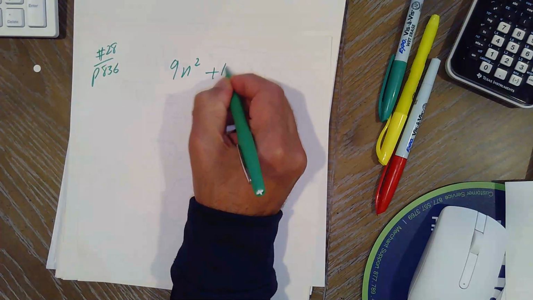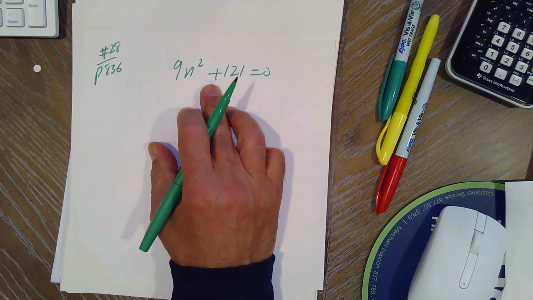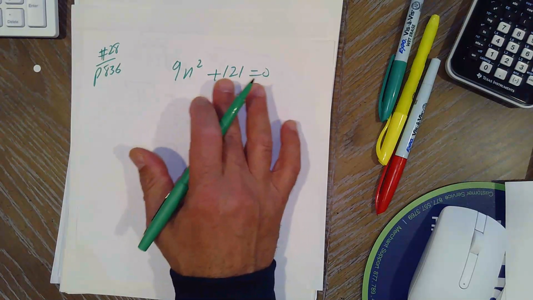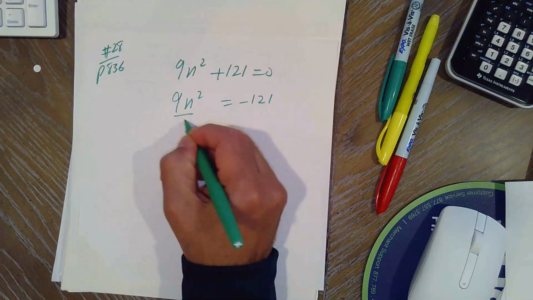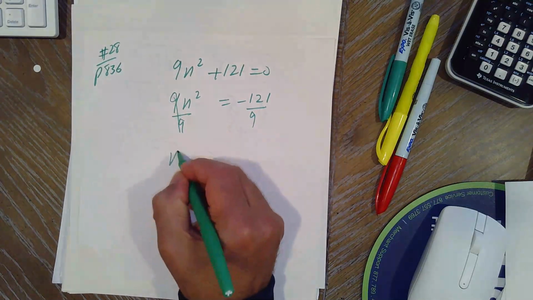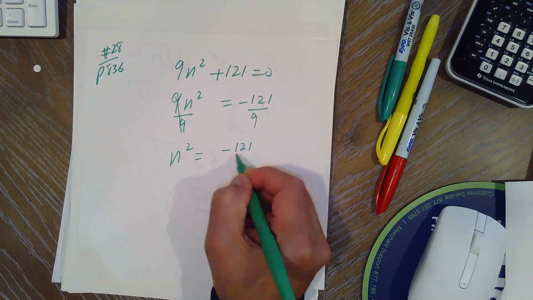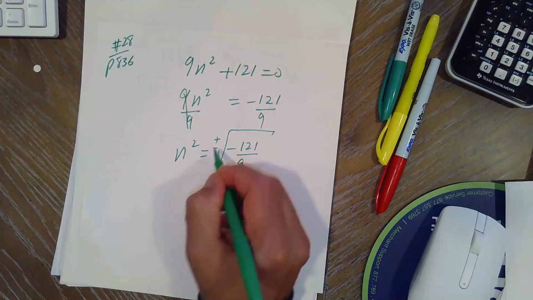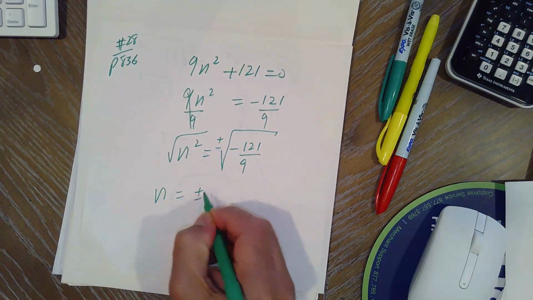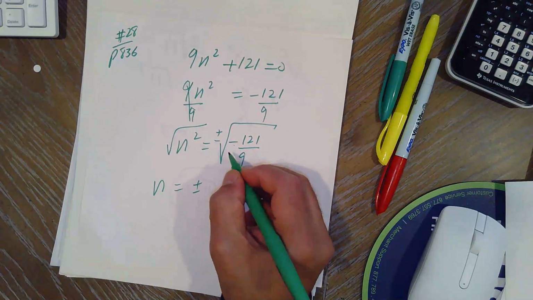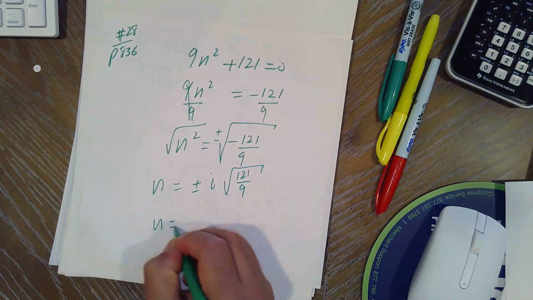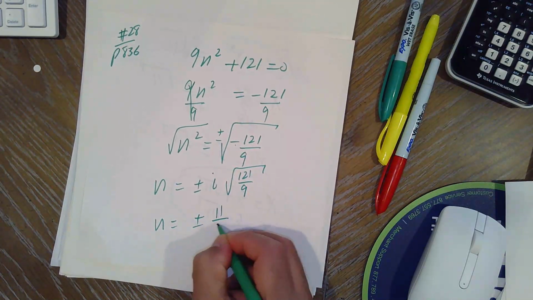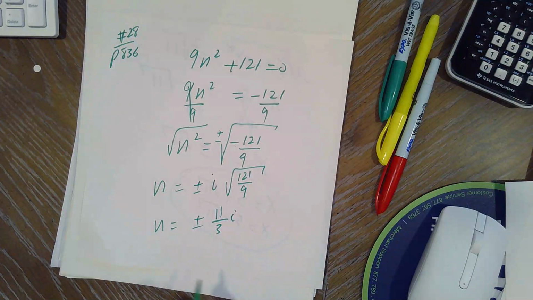9n squared plus 121 equals 0. Again, this is a good candidate for square rooting because there is no middle term, no n. So isolate n squared by moving the 121 over and dividing by 9. So n squared is negative 121 over 9. Square rooting with a plus or minus. So now we have a negative inside the square root, so we know that's going to be i root 121 over 9. And we get two imaginary solutions, plus 11 over 3i and minus 11 over 3i.